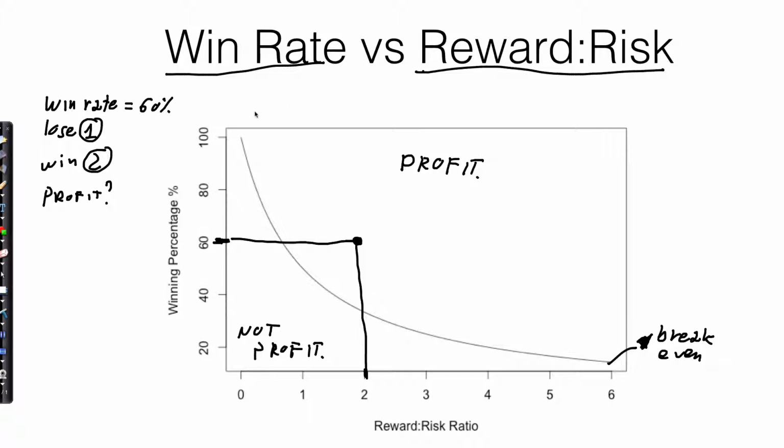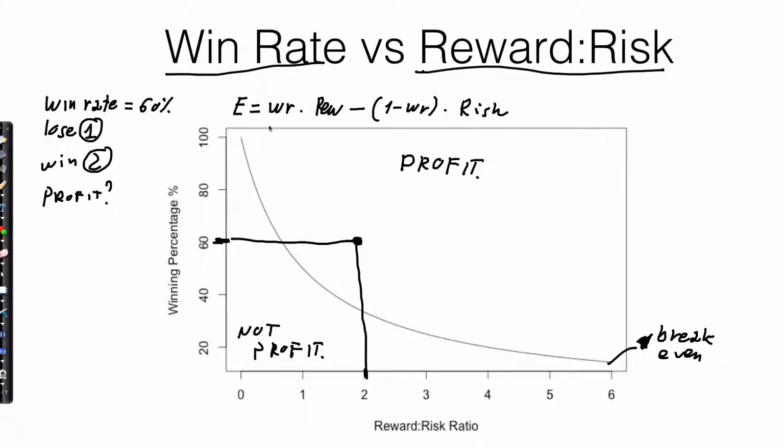We need to compute what is called the expectancy. What is that? Well, it's basically the winning rate times the reward, minus 1 minus the winning rate, that is the losing rate, times the risk.